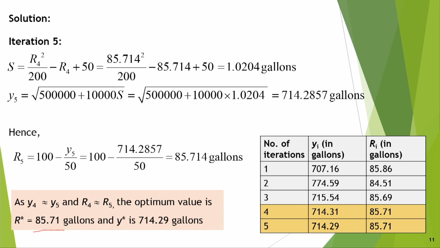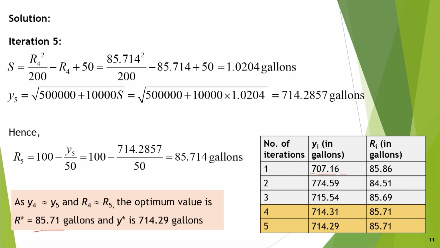So that means this is the buffer stock. Okay, that means you have to keep this buffer stock like this. That means as soon as you get 85.7 gallon quantities left, you should place an order, and y star is equal to 714.29. That means you order 714.29 gallons. So we did this problem in an iterative way.